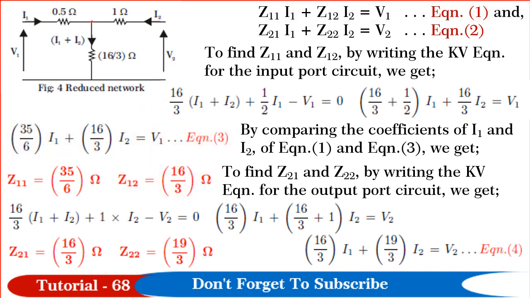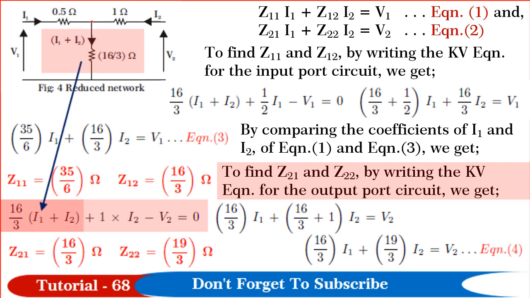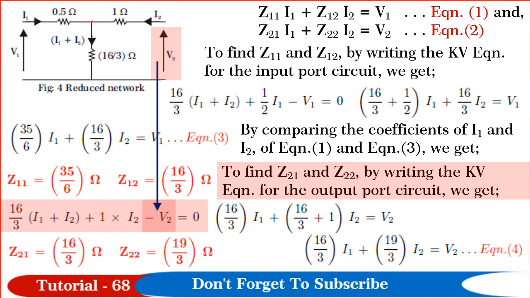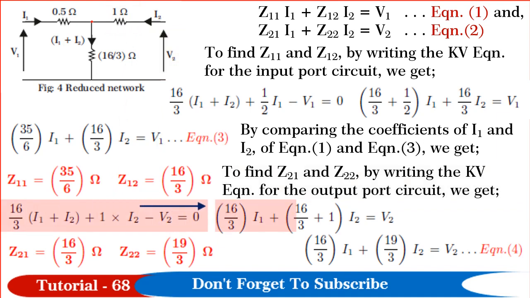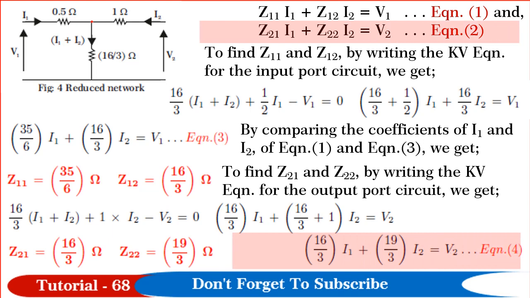Next, to find Z21 and Z22, by writing the Kirchhoff's voltage equation for the output loop, we get 16 divided by 3 into I1 plus I2 plus 1 into I2 minus V2 is equal to 0. By solving and rearranging, we get 16 divided by 3 into I1 plus 19 divided by 3 into I2 is equal to V2. Observe that equation 2 and equation 4 are analogous to each other.